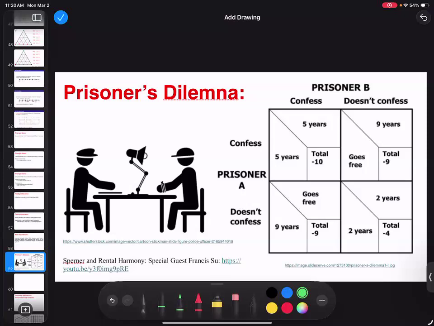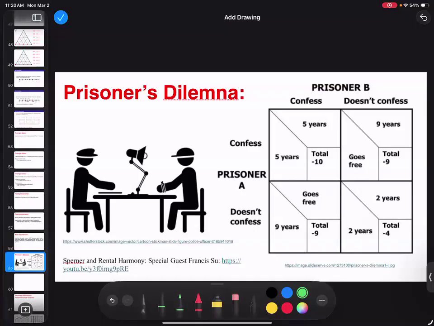So you have two people who are thought to have committed a crime. And they're going to be interrogated separately. And they're going to be given a deal. If you turn on your partner, I'll give you a reduced sentence. If your partner turns on you and you don't, I'll give you more. And if you're both quiet, you'll get a little bit less.